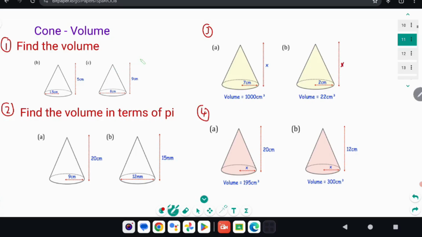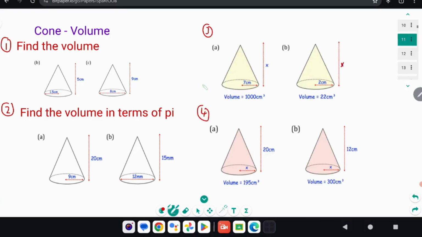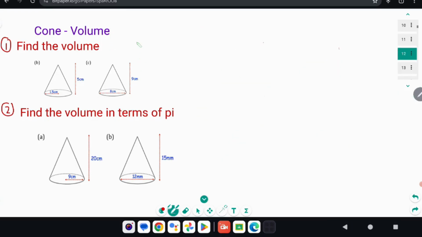Okay, have a go at these 4 questions. For 1 and 2, you're finding the volume. For 3 and 4, you're finding the missing value for x. Put me on pause when you're done.